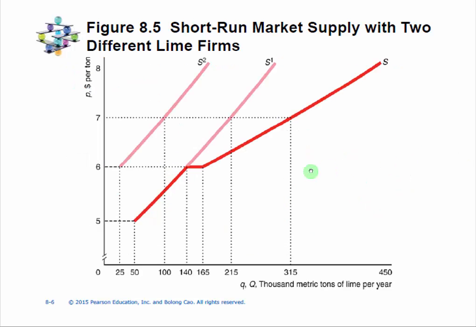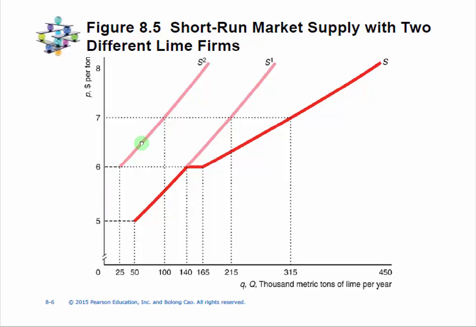It's also possible that the firms are different. In this picture, firm 1 with S1 here produces 50 units if the price is 5, at least 5. Below 5, firm 1 produces nothing. But firm 2 has a higher cutoff for shutdown. That means if the price is $6, firm 2 produces 25 units. If the price is below $6, firm 2 produces nothing.